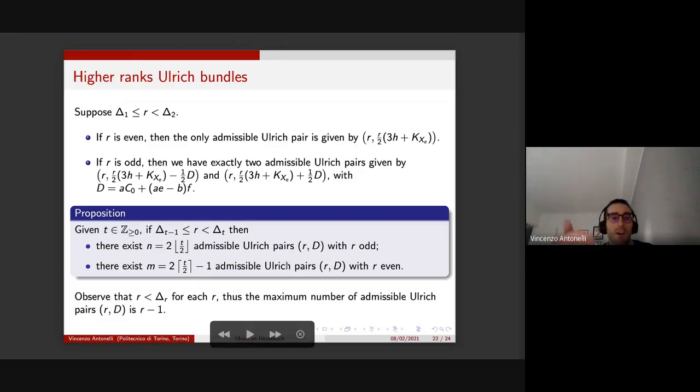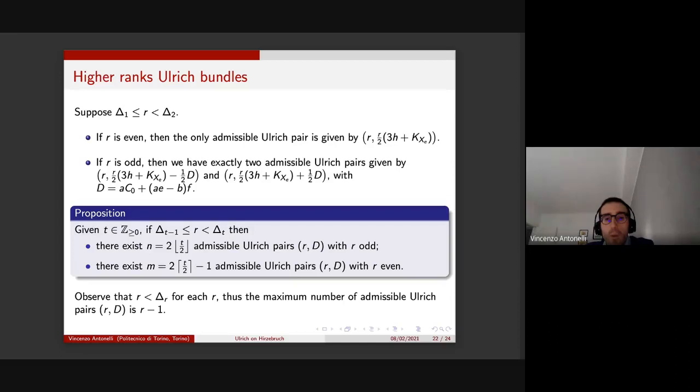And here I've divided by the parity of R. And the last observation is that there's an upper bound on the admissible Ulrich pairs, because one can easily prove that R is smaller than delta R. And so the maximal number of admissible Ulrich pairs is given by R minus 1 at each step with this hypothesis.